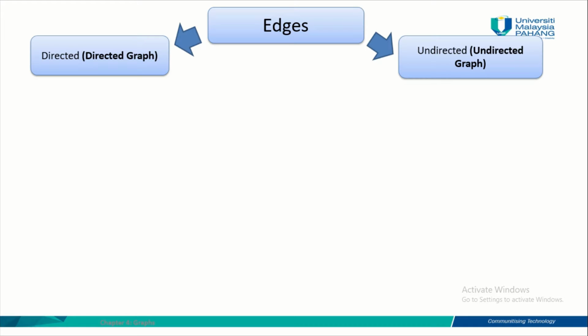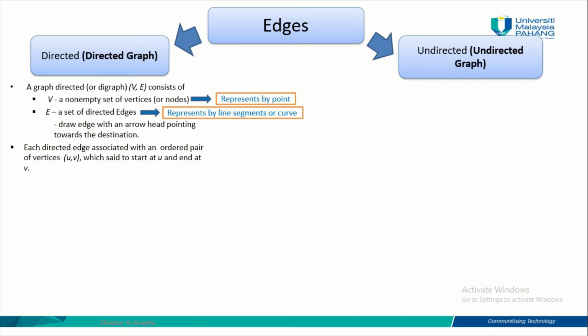First, let's see the directed graph. A directed graph or digraph (V, E) consists of V, a non-empty set of vertices or nodes, and E, a set of directed edges. We draw a directed edge with an arrowhead pointing toward the destination. Each directed edge is associated with an ordered pair of vertices (U, V), which are said to start at U and end at V. Let's see the illustration.